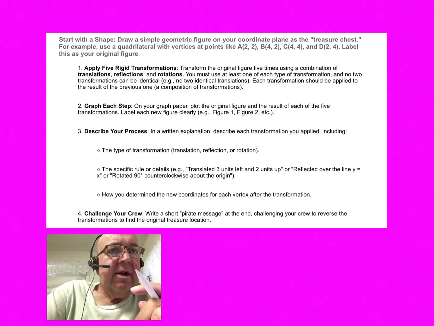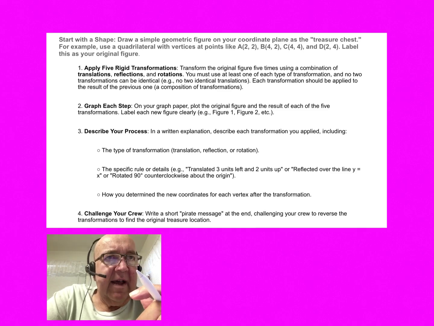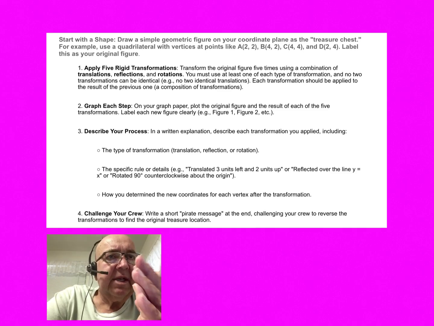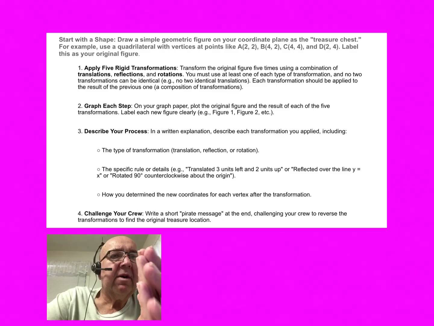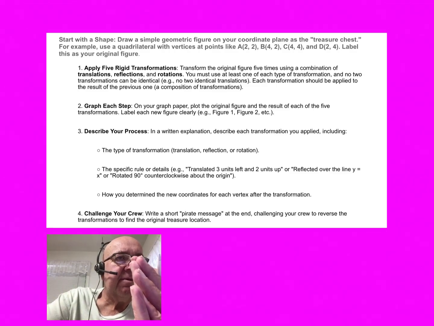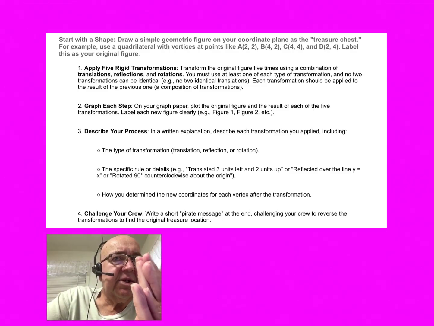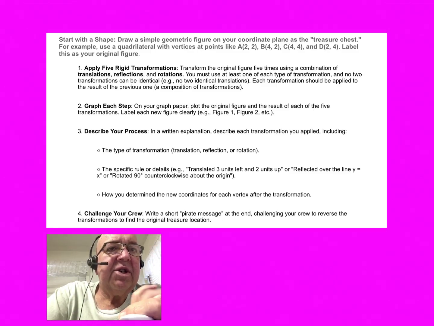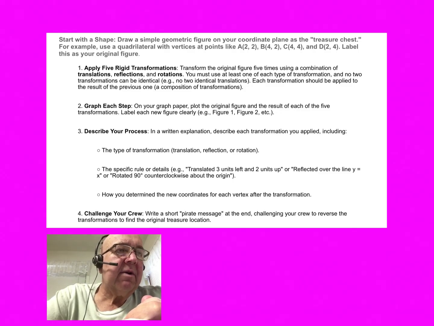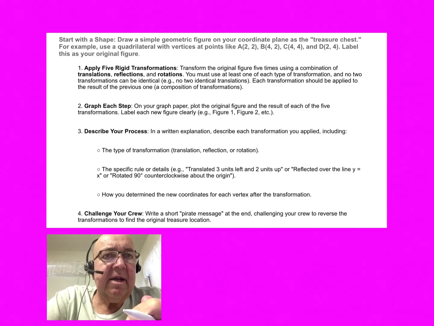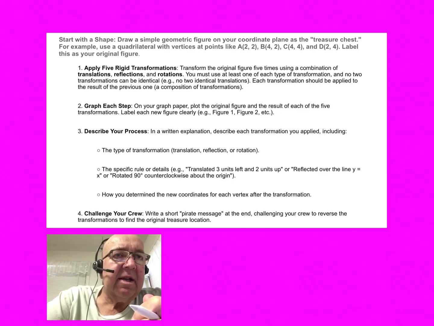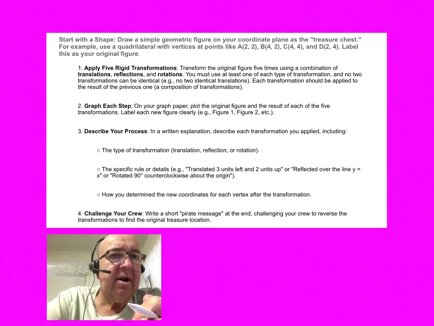Okay, then you're going to transform that figure 5 times. You must use at least one translation, one reflection, one rotation, and you cannot use two that are identical. So each transformation should be applied to the previous one, and I'll talk about that in a little bit when I talk about tips. We're going to graph everything on one paper, so that's something you want to think about, is how things are going to fit on a paper.